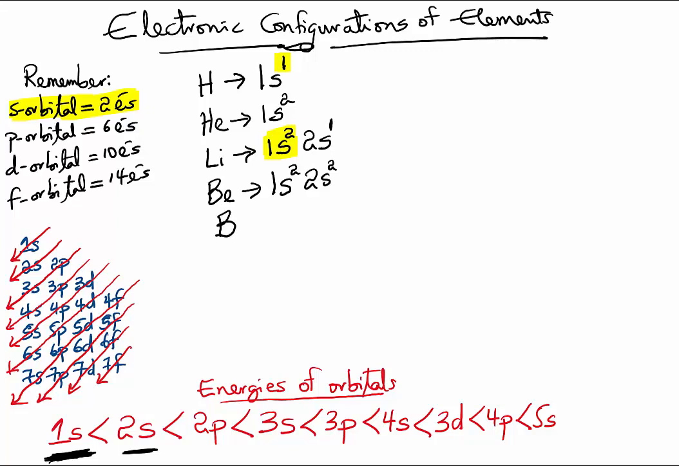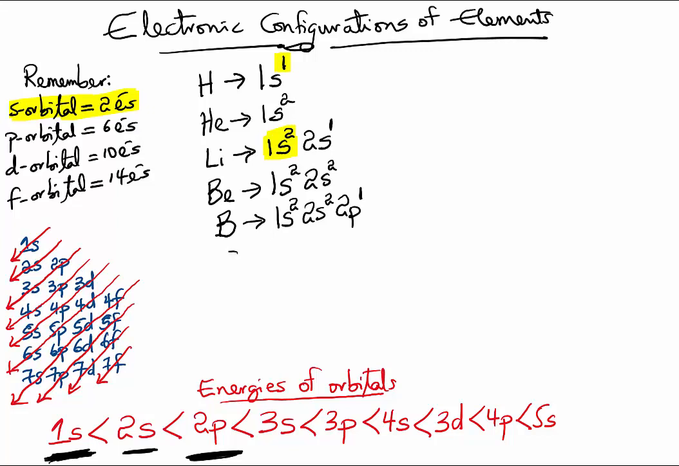Boron has 5 electrons. The first 2 electrons will go into the lowest energy orbital, which is the 1s orbital. The next 2 electrons will go into the 2s orbital. Now we have only one more electron, and 1s orbital and 2s orbital are completely filled. So we move on to the next orbital, which is the 2p orbital. The remaining 1 electron in boron will go into the 2p orbital.